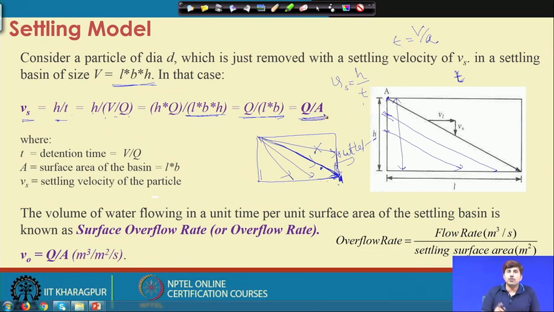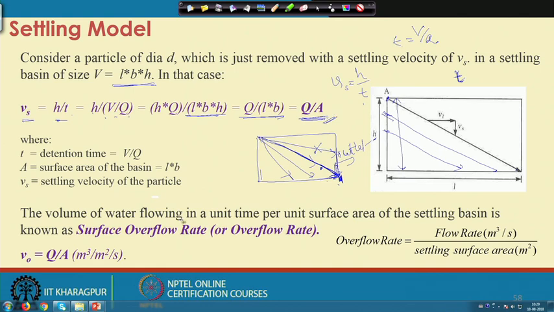Now, if you recall Q by A from the earlier lecture, we discussed that if we divide the flow by the plan area of the tank, what we get is the surface overflow rate, or what we call the overflow rate. So, for a critical case, the settling velocity of a particle is going to be equal to the overflow rate. In other words, a particle having settling velocity equal to the overflow rate is likely to be removed, and particles with lower settling velocity may not get removed completely, while particles with higher settling velocity will easily get removed.